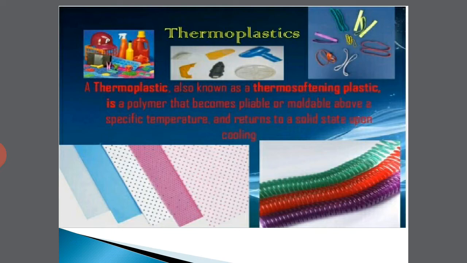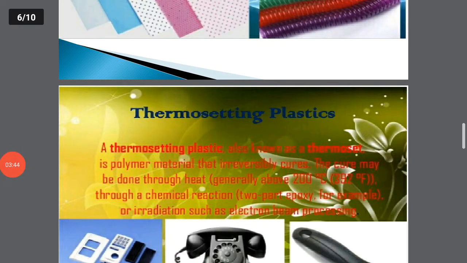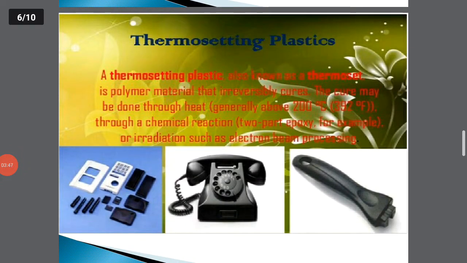Okay, let's move further. Thermosetting plastic, second type of plastic it is. In thermosetting plastic, we can also understand by its name also. Thermosetting, setting means once it is given a shape, it cannot be changed again, it cannot be recycled again. Okay, thermosetting at a particular temperature.